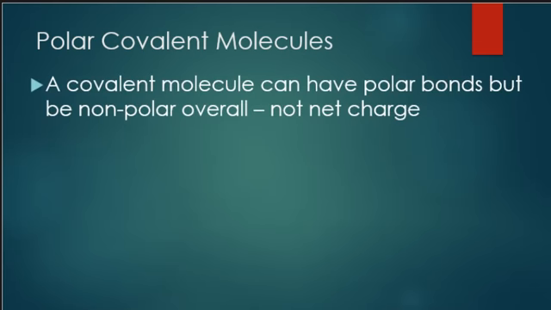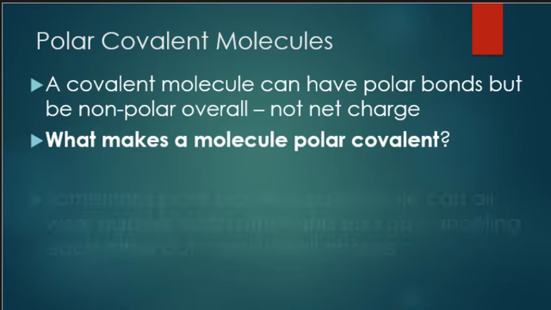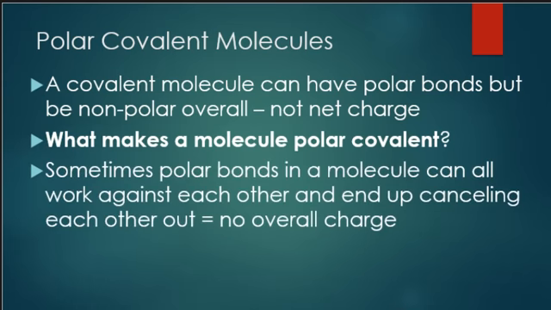All right. A covalent molecule can have polar bonds but still be nonpolar. Yikes, are you kidding me? Okay, so I can figure all that out and find out that it's nonpolar overall because there's no net charge. That has to do with like that CO2 because they're equally pulling. What makes a molecule polar covalent? Sometimes polar bonds in a molecule can all work against each other and end up canceling each other out, no overall charge. That's our CO2 that I just showed you. If you draw those little arrows on there, that's how you'll know.